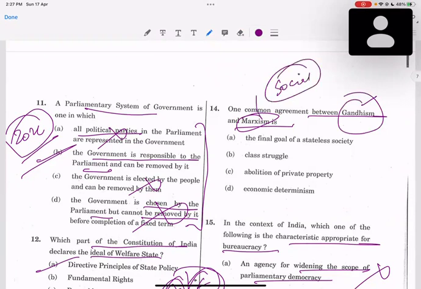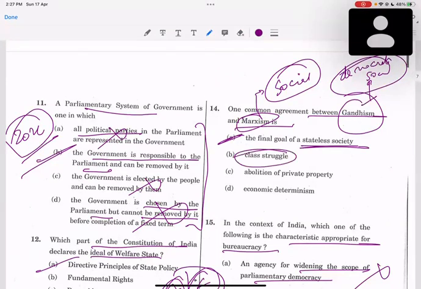Both of them wanted socialism, yes. But yes, Marxism wanted complete socialism. But in case of Gandhi, he wanted there should be democratic socialism. But yes, what common both of them had, that there should be stateless society. So A is correct.